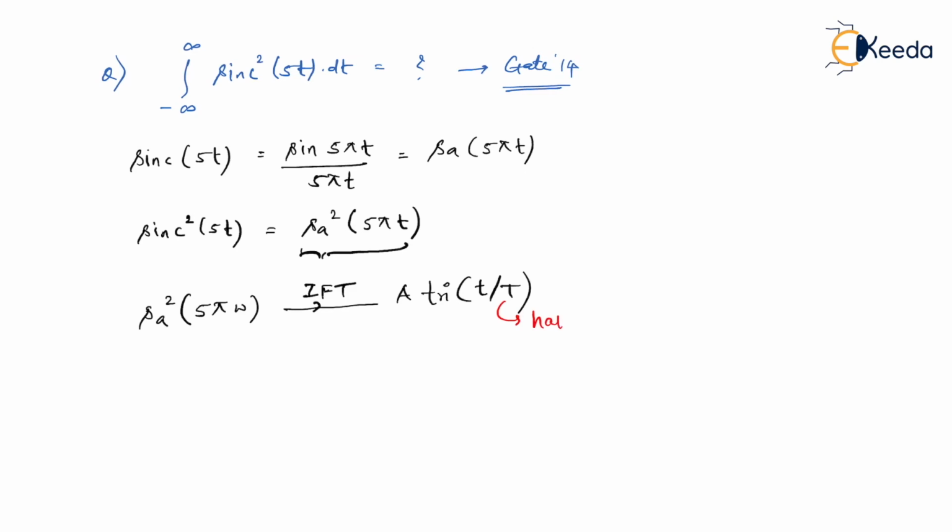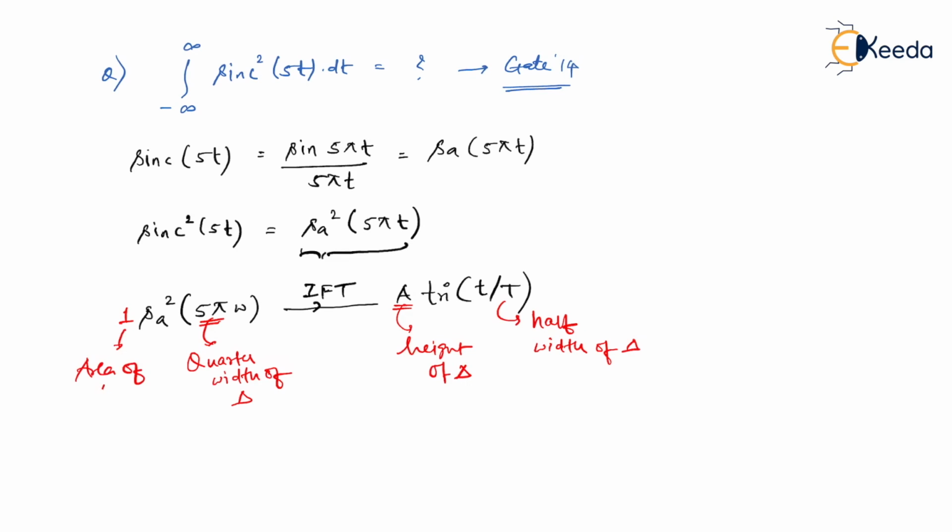This capital T is always a half width, and this A is nothing but the height of the triangle. The coefficient of omega is nothing but a quarter width of the triangle, and the coefficient of sampling square is nothing but the area of the triangle. So use this information now. Half width of the triangle is capital T and quarter width of the triangle is nothing but 5 pi.